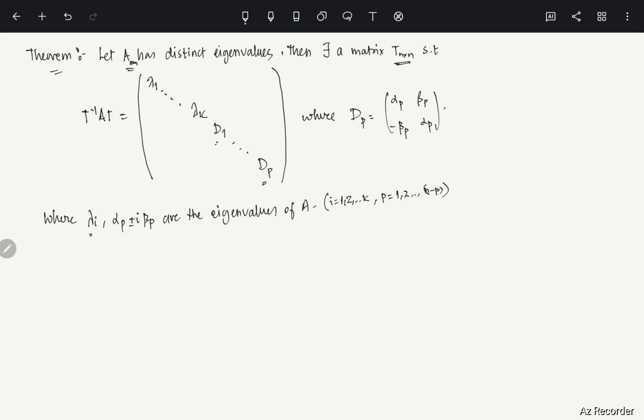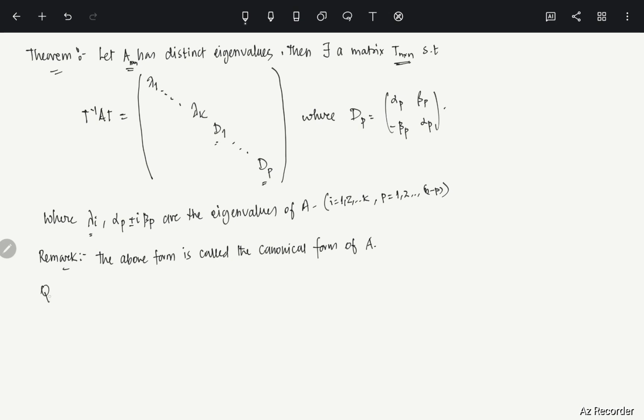Okay, now this form, let me make a small remark here. The form which we got, the above form, is called the canonical form of A. What does it mean? It means that you can always have a change of variable which reduces a very complicated looking matrix to something like a diagonal matrix. Okay, right.